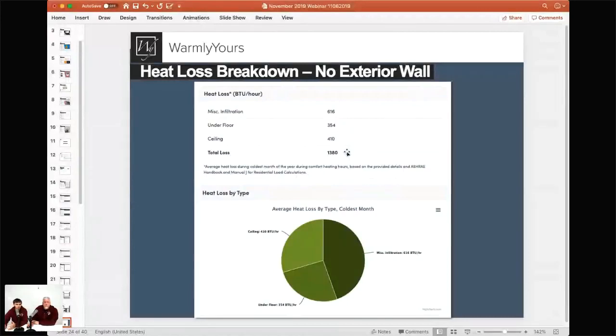You have infiltration heat losses of about 600. You got heat loss through the ceiling about 400, and the underfloor about 350 BTUs. So you don't see any significant monster. I mean, of course, infiltration can be the one, but that's the common thing. You will have it no matter what.